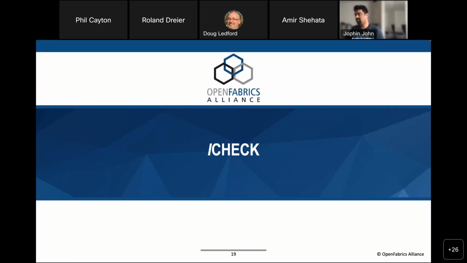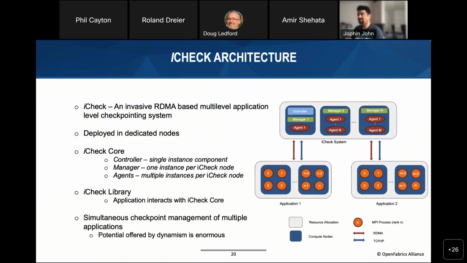And how does iCheck come into play here? So let me start by introducing iCheck to you. iCheck is an invasive, RDMA-based, multi-level, application-level checkpointing system. Here, multi-level means iCheck stores the checkpoint in iCheck memory as well as in the parallel file system. Okay, and iCheck is deployed on dedicated nodes in an HPC system or HPC cluster.